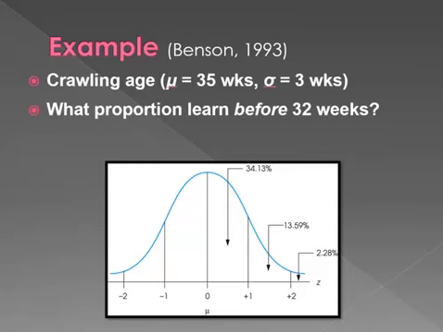So go ahead and pause the video. Figure out the z-score, draw your normal curve, plot where your z-score that you computed should be, and then think about all these percentages, right? Think about how these percentages relate to distances between these curves, and see if you can figure out, based on this problem, what proportion of babies should learn to crawl before 32 weeks.